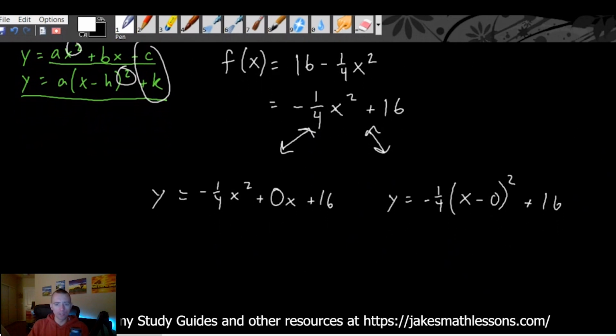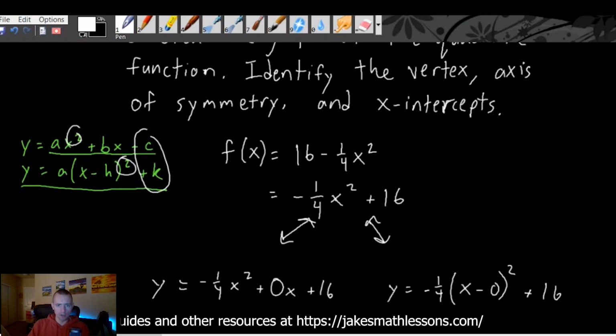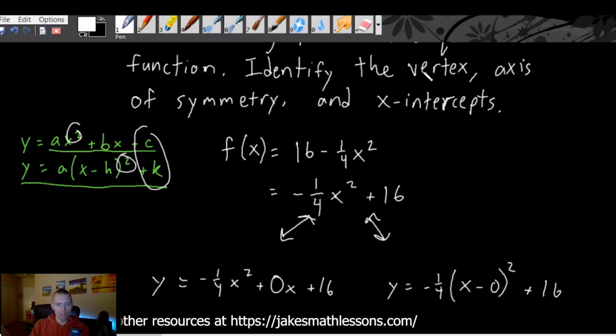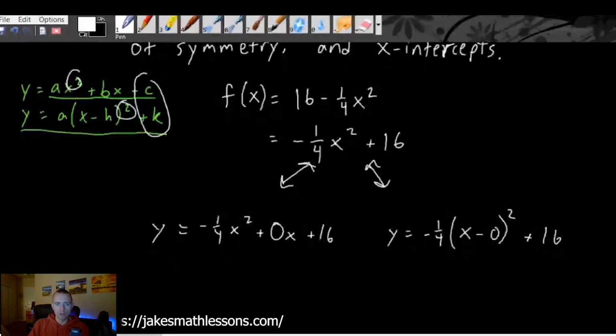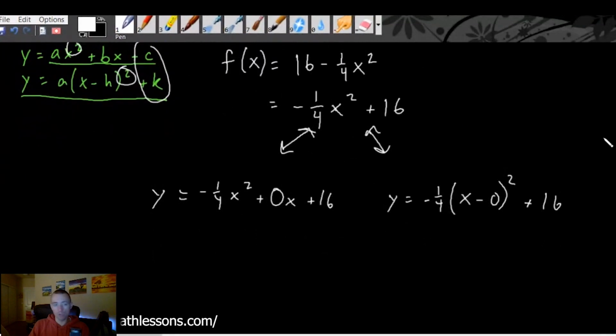I'll just quickly touch on how to do both. Circling back to what we're looking for here, we want to identify the vertex, the axis of symmetry, and the x-intercepts. The vertex is generally the best place to start. Once you figure out the vertex, the axis of symmetry is pretty easy to figure out from there.